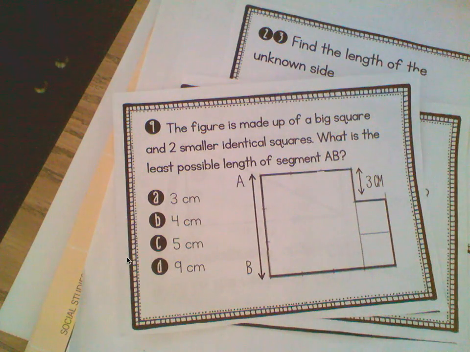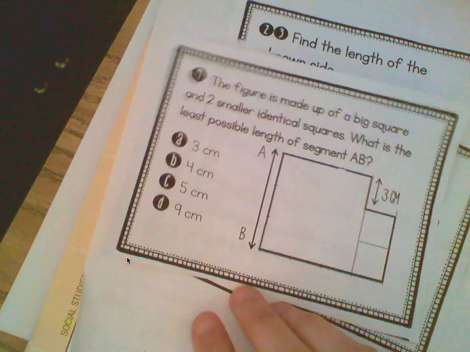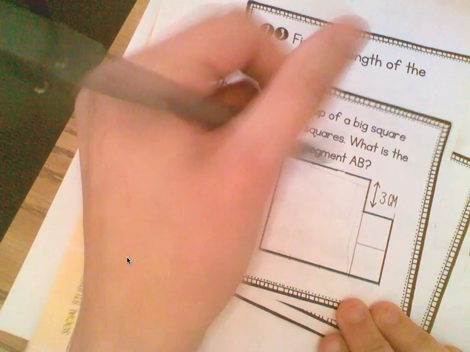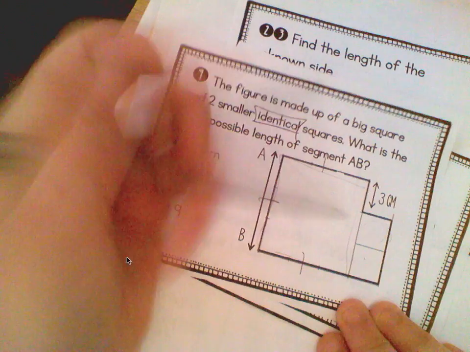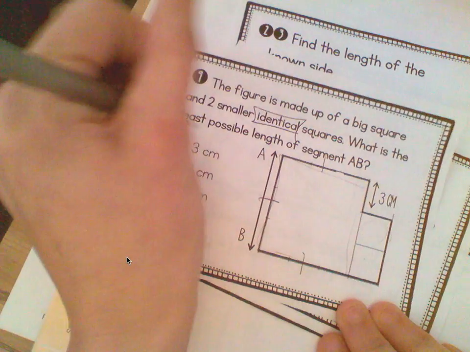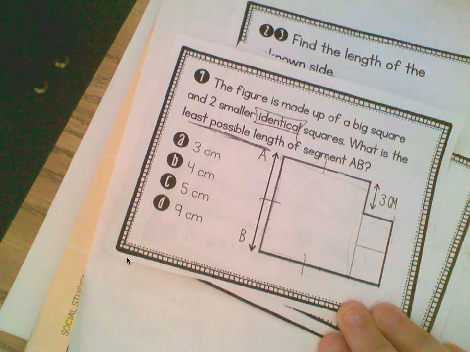This one, oh, remember this one? The figure is made up of a big square. There's my big square. So if it's a square, I know all the sides are the same. And 2 smaller identical squares. Remember, identical means the same. So whatever this is, that is. What is the least possible length of segment AB?